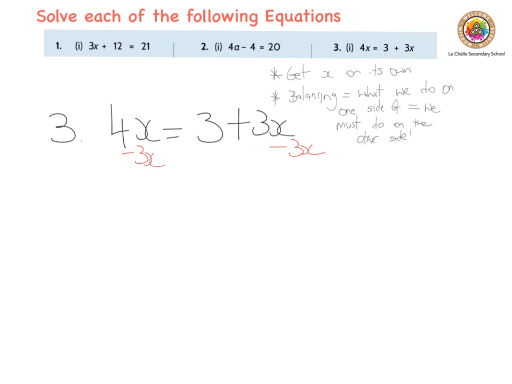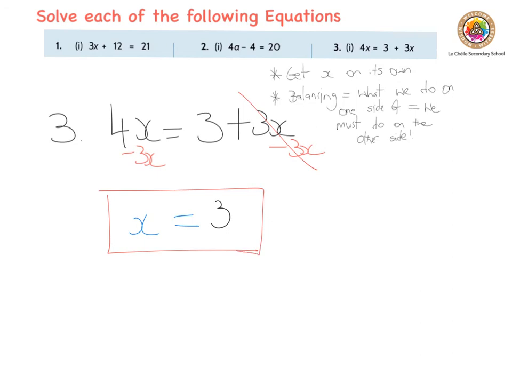And so I know 4x take away 3x leaves me with 1x, or x as I'm used to writing. I have my equal sign, I bring down my 3 because I've done nothing with that. But I know that 3x take away 3x is nothing, okay? So actually, I have no more solving to do. x is simply equal to 3, okay?